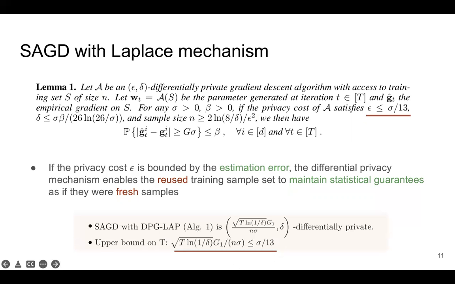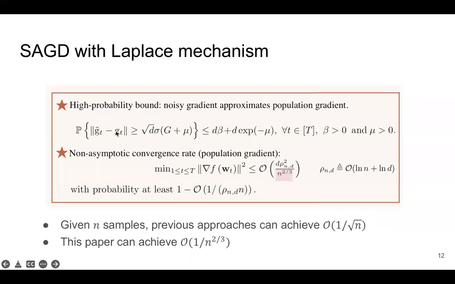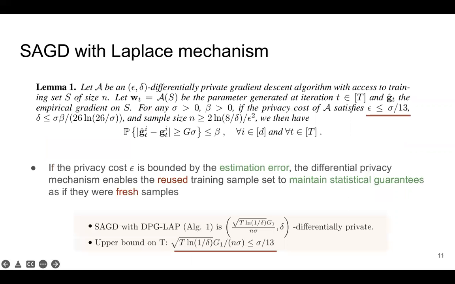That means this kind of error, this empirical risk, and this is a population gradient. This error is much smaller through the number of iterations. So in order to get this kind of information, we need to first give generalization guarantees for differentially private algorithms.